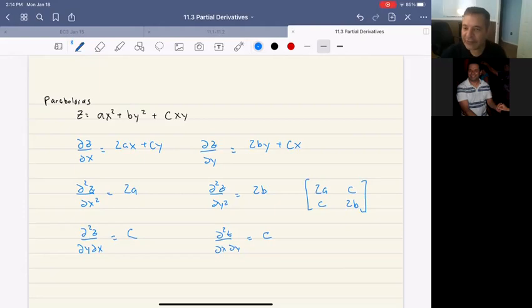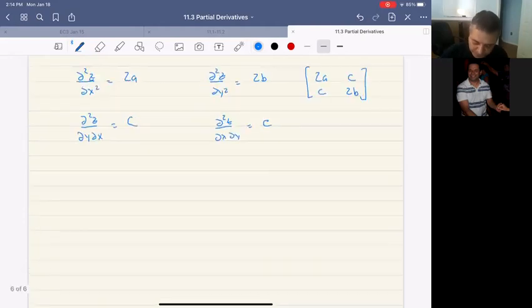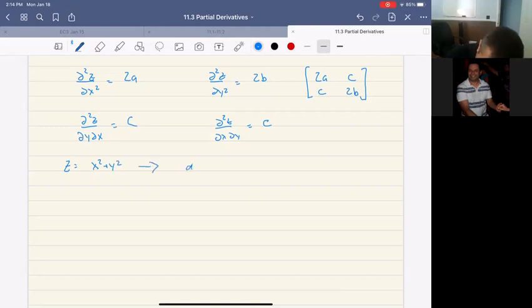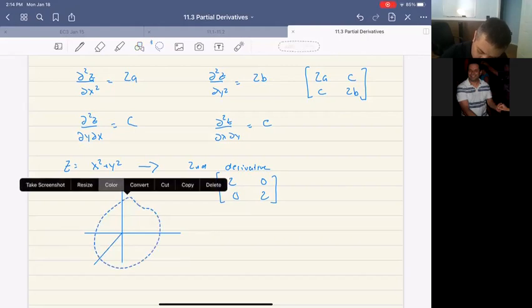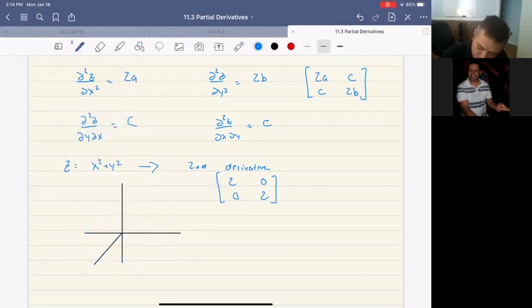Our basic examples, there's actually two of them that we're going to talk about. z equals x squared plus y squared, in which case the second derivative is this matrix 2, 0, 0, 2. And this thing looks like so.